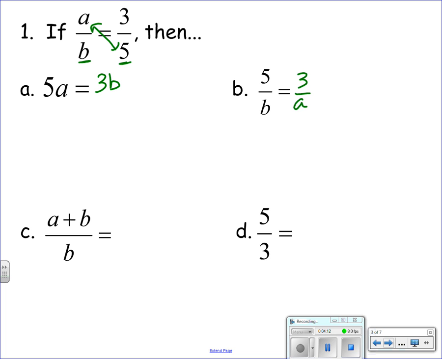Now I have, remember our initial proportion, A over B is equal to 3 over 5. For C, I added the denominator to the numerator. So if I add 3 plus 5 over 8, that's going to be equal to 8 over 5. That denominator doesn't change. And D, I just took the reciprocal, so 5 over 3 is equal to B over A.